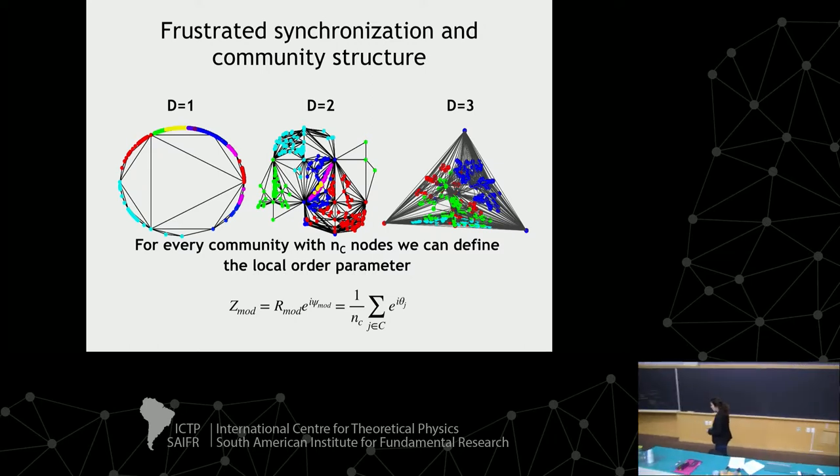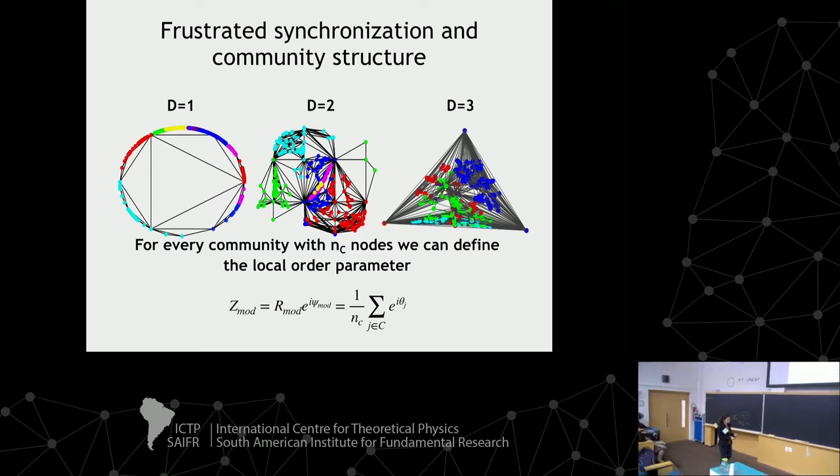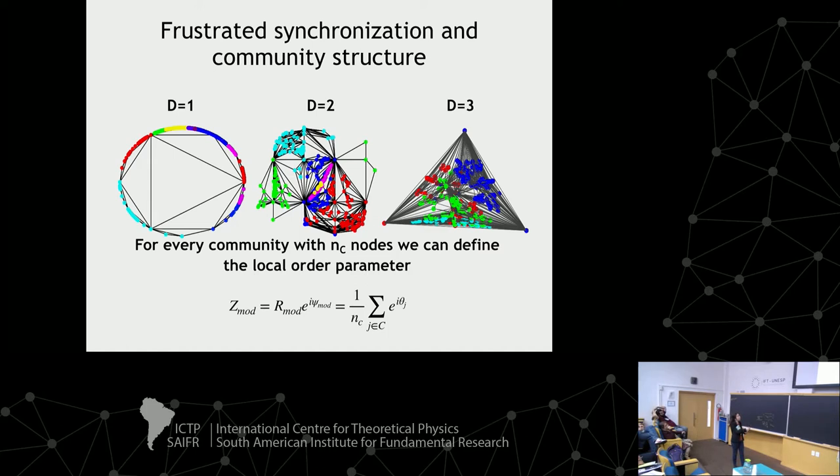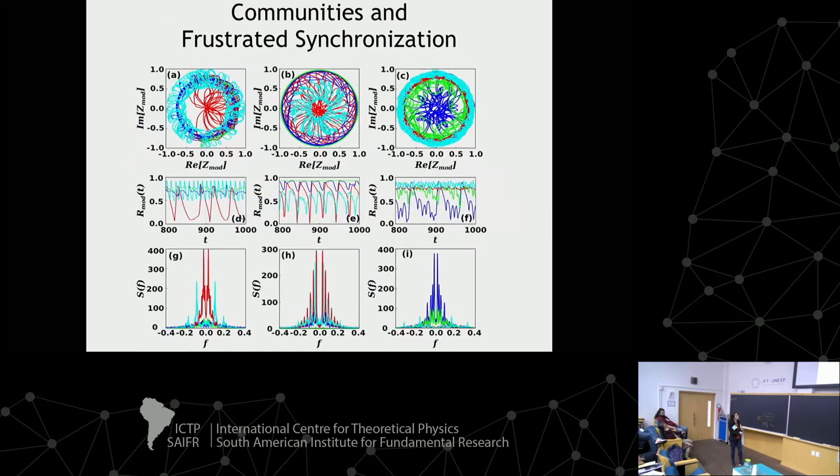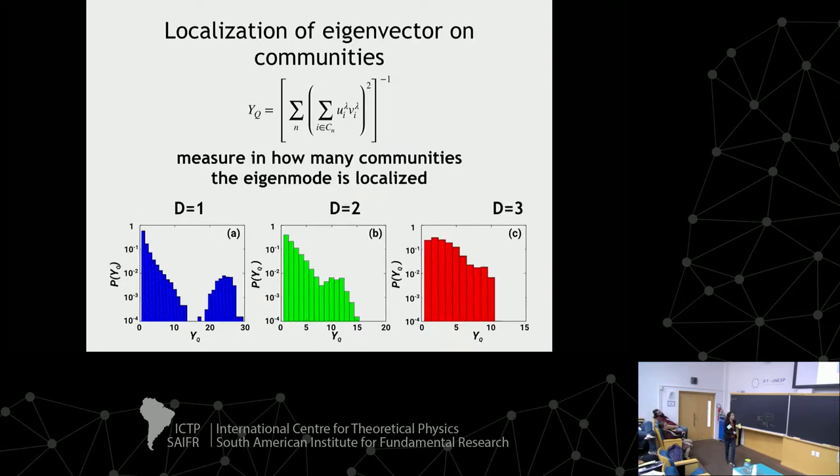But then we also looked at spatial fluctuation, because these networks have interesting communities. You can have communities detected by a community detection algorithm, and we can look at the local order parameter defined only on the nodes in this community. If we look at this order parameter, you see that the different communities have very different time series. Some oscillate between synchronous and asynchronous states, and the frequency spectrum is also very different. So we have strong spatial-temporal fluctuation of this system, and finally, we look at the eigenmodes. The eigenmodes are also very localized on communities, so this explains the spatial fluctuation that we observe in the network.